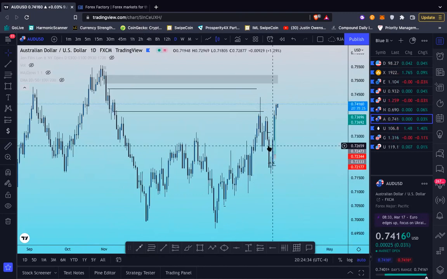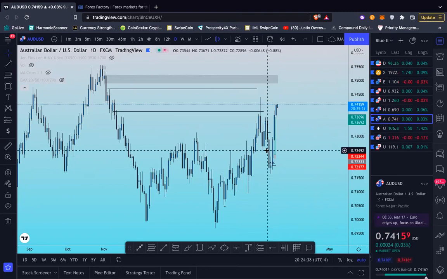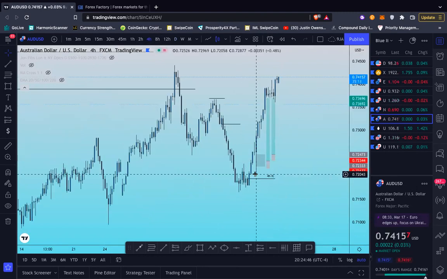For this to continue playing up, I'd love to see a retracement back down here. Last down candle for the up move, 50% of that play would be a good retracement. That'll probably be a 78.6 retracement. Now, if I go on a 4-hour, let's see what we see.